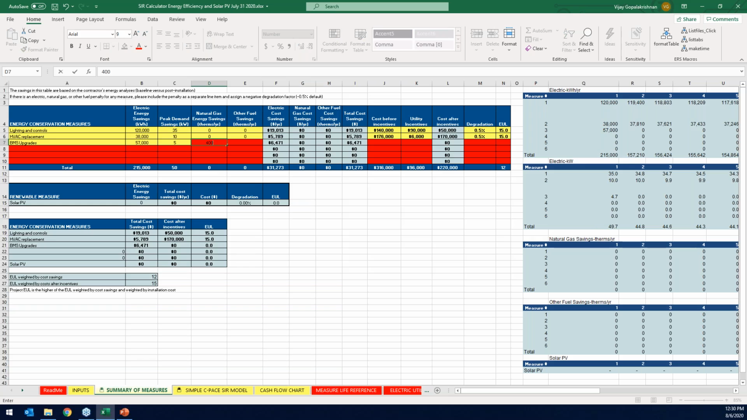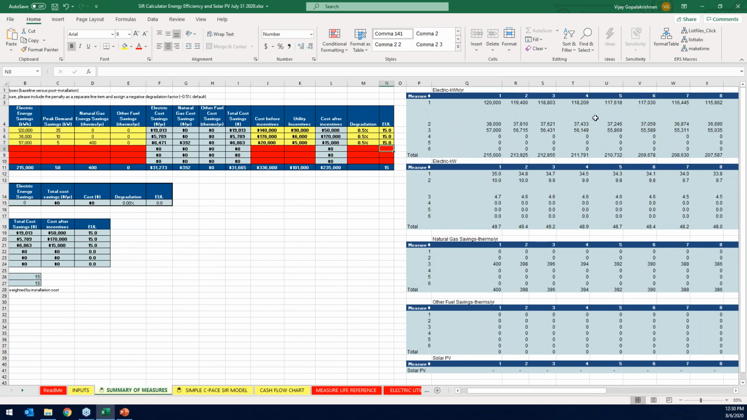This does have a 400 therm per year natural gas savings with no other fuel savings. The cost of this measure was $20,000 with a $5,000 utility incentive. We apply a 0.5% degradation factor to this as well, with a 15-year EUL.